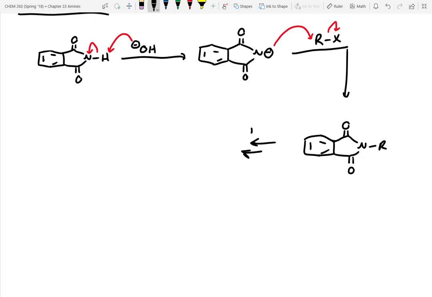So I'm just going to write acid and heat. When you do that, you're going to hydrolyze that amide on both positions. You're going to get a diacid out, along with your new primary amine.